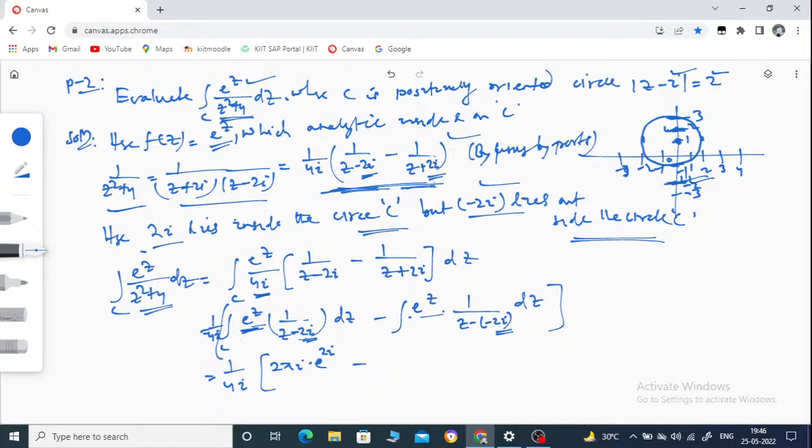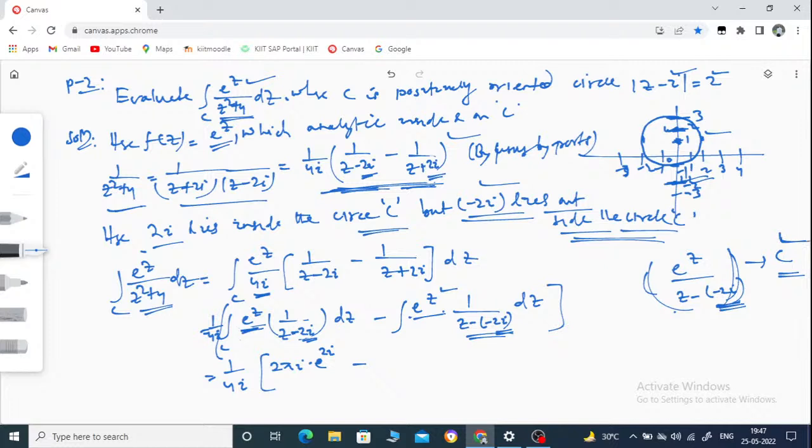So that means what is your f of z, this thing divided by this one, this is analytic inside C, because if I consider this function e to the power z divided by z minus 2πi, this thing is analytic in the whole curve C. This thing is not analytic at minus 2πi, but minus 2πi is lying outside this curve C. So I can say this is analytic inside C.